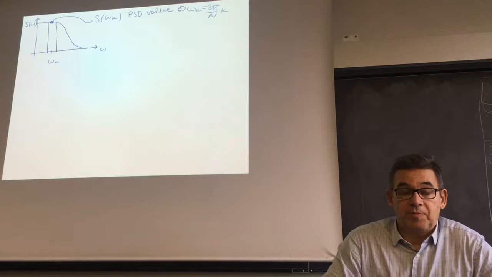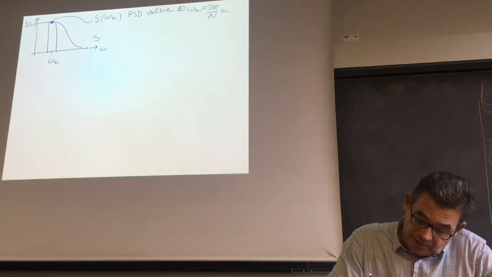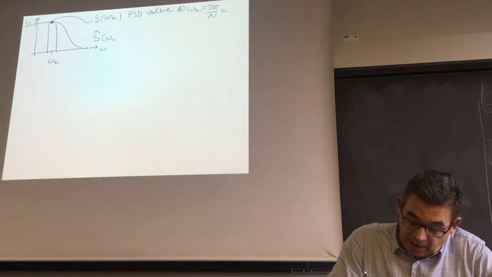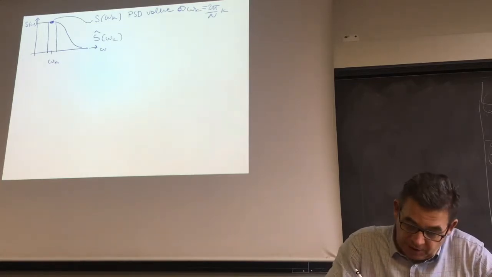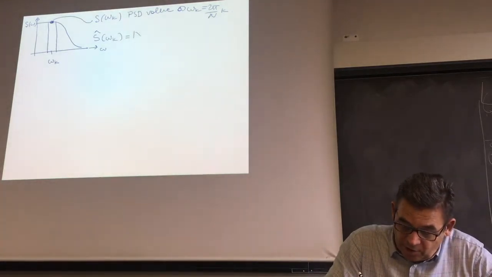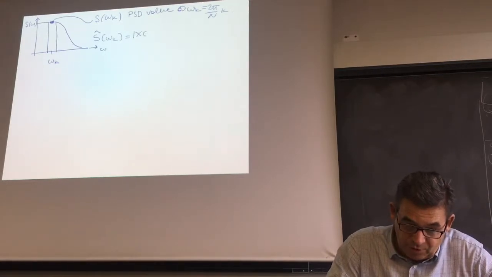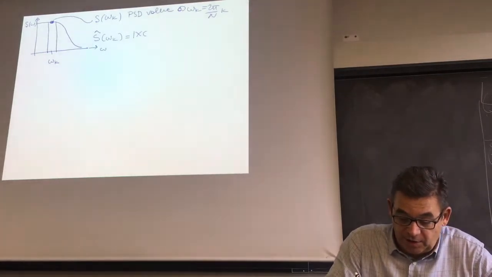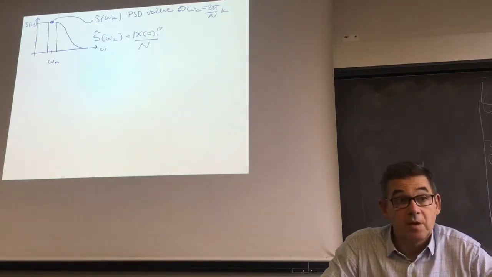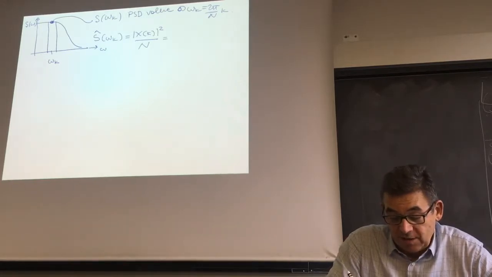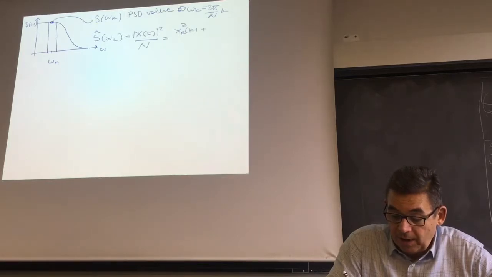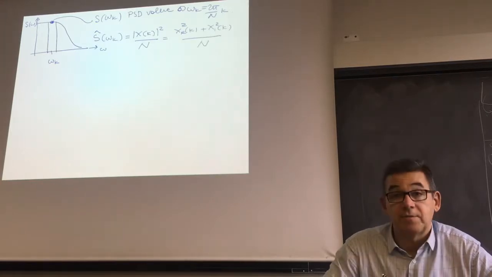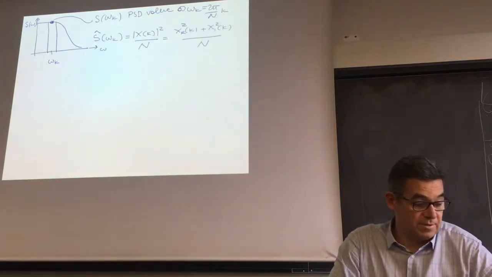Now, what is the periodogram? The periodogram is defined as S hat at omega k, and if I follow the definition, it is equal to the absolute value of the discrete Fourier transform computed in k, squared, divided by n. What does it mean? It means I have the real part at sample k squared plus the imaginary part squared at sample k, divided by n. This is what the periodogram does.